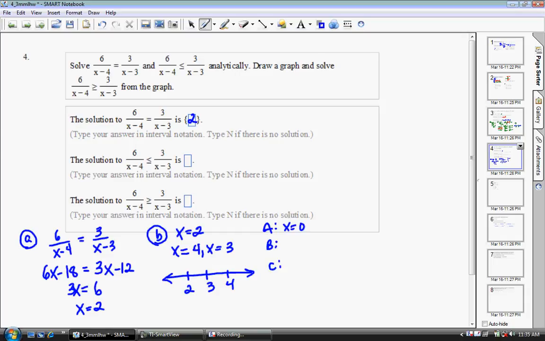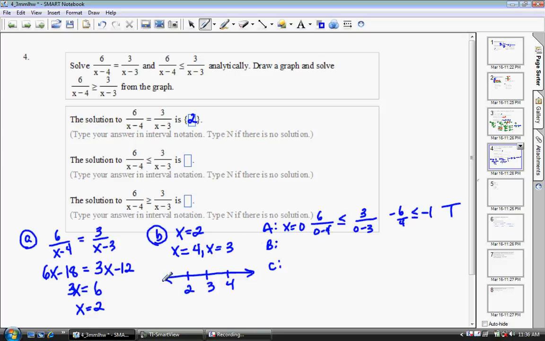So if we test x equals 0, we go back to the original problem: is 6 over 0 minus 4 less than or equal to 3 over 0 minus 3? So that would be what? Negative 6/4, so negative 3/2. Is that less than or equal to 3 over negative 3, which is negative 1? Yes, that would be true.